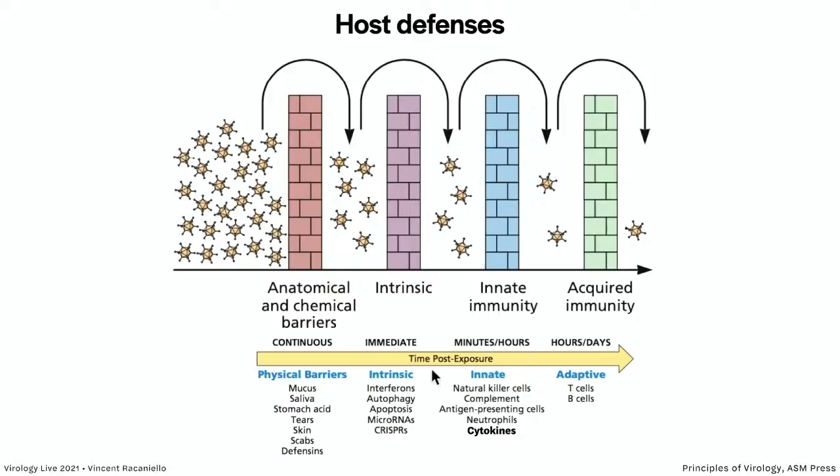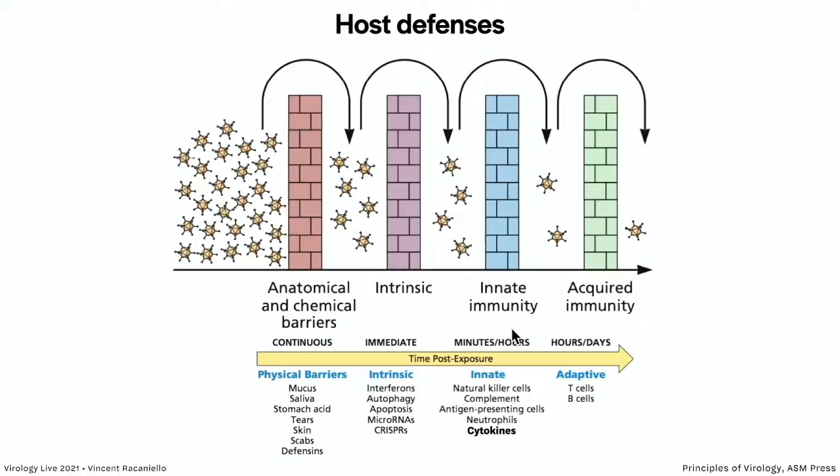Then if some viruses get past them, and of course some do, that's why we still get infections, the viruses will encounter innate immunity, which takes a little bit of time to be induced, but not very long, minutes to hours. And innate immunity includes natural killer cells, complement, antigen-presenting cells, neutrophils, and cytokines, including interferons. So today we'll talk about intrinsic and innate immunity.